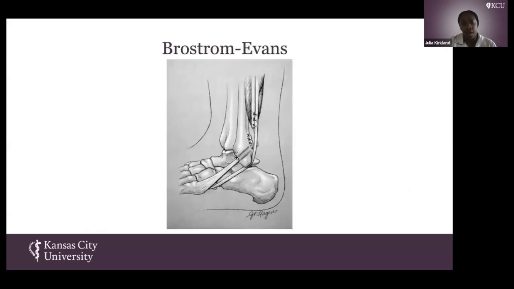So here's an example of the Broström-Evans procedure. This surgical procedure involves the fibularis brevis tendon, which is sectioned proximally and transferred through the lateral malleolus and then anchored to the lateral malleolus itself, leaving the remnant of the tendon to be sutured to the fibularis longus tendon. So you can see that here.